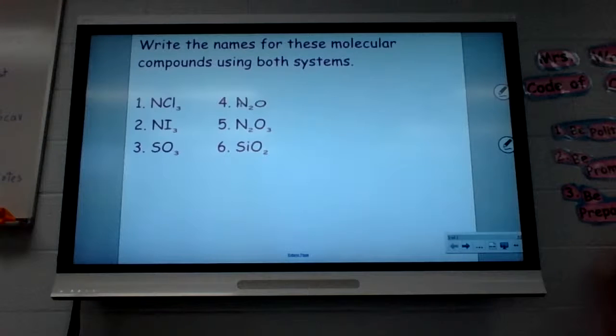All right, and this one is reduced. So what it used to be, 2 times 1 is 2, and 2 times 3 is 6. Okay, so this would be named sulfur. What number came from the sulfur? 6 came from the sulfur. Yes, so Roman numeral 6.